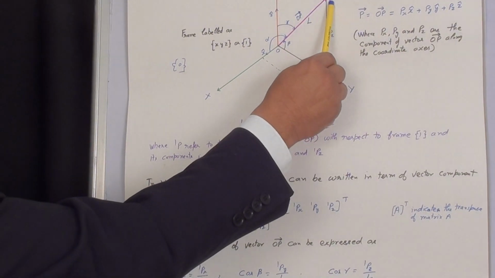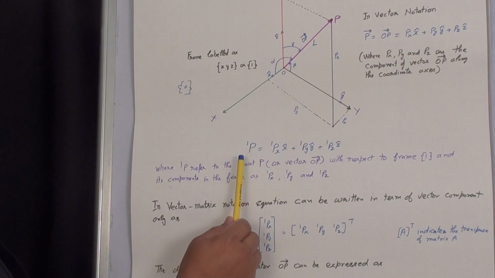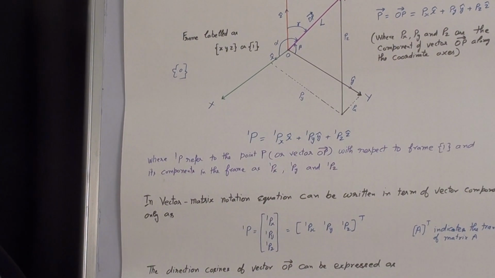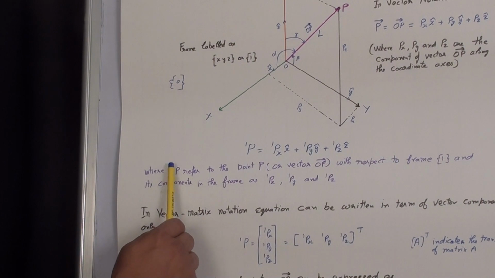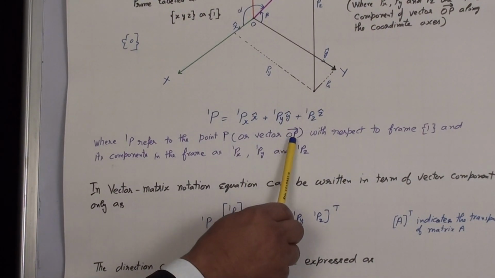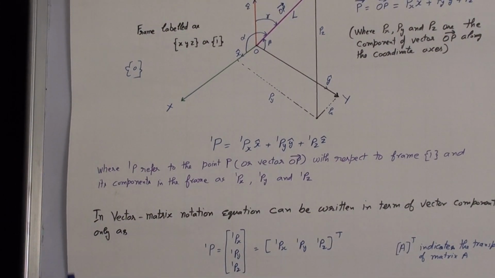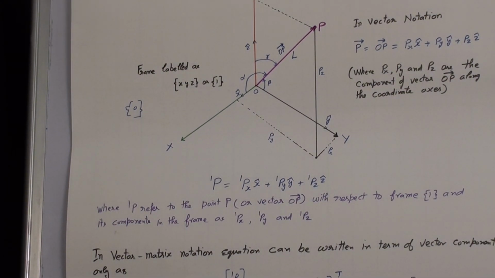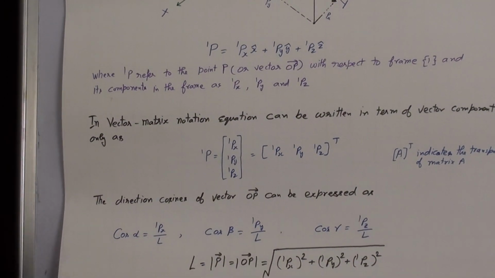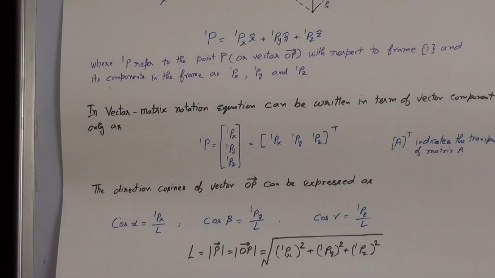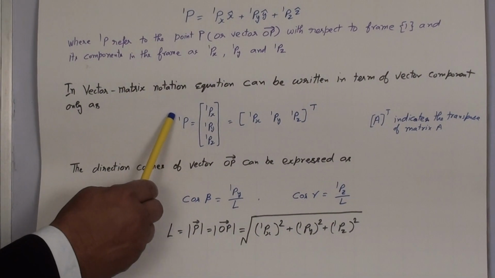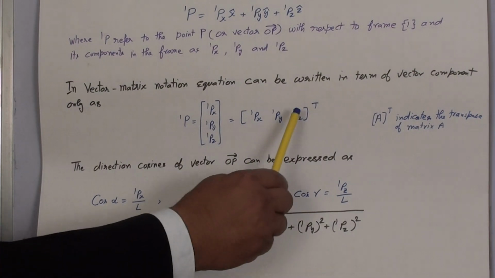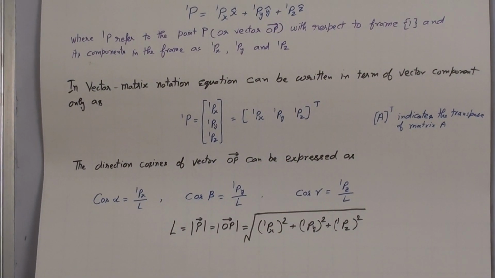Now the position of point P with respect to frame 1 can be written with this equation, in which P with respect to 1 refers to the point P or vector OP with respect to frame 1 and its components in the frame as P1x, P1y, and P1z. In vector matrix notation, the position of point P with respect to frame 1 can be written like this, and it can also be written like this, where capital T represents the transpose of a matrix.